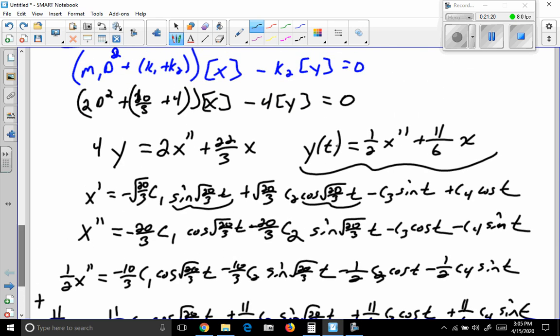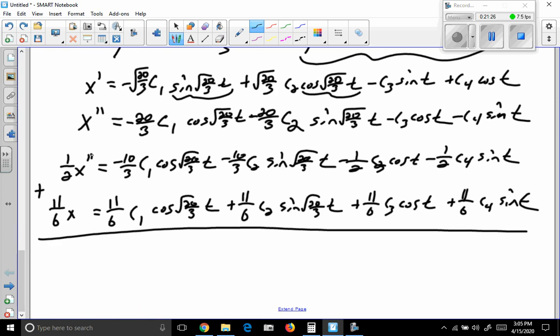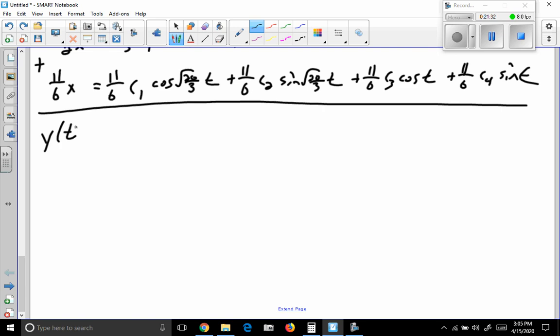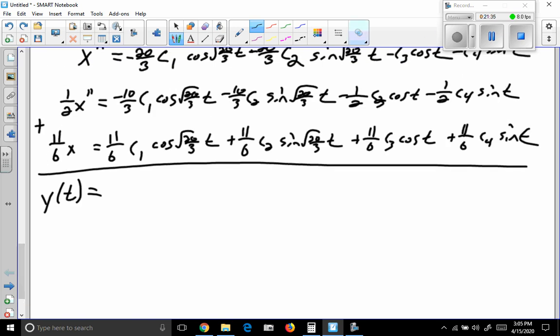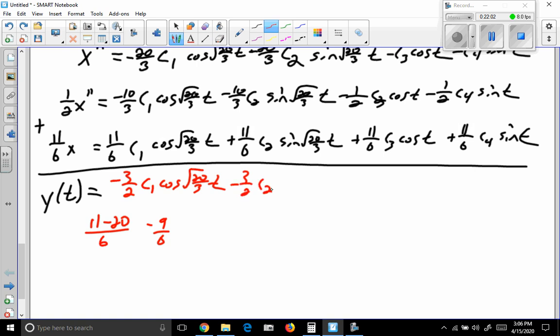Remember, y is 1/2 x double prime plus 11/6 x. So y of t, if we combine these, this is 26, this is 11/6. So 11 minus 20, that's minus 9/6, which is negative 3/2. Same thing here. When we combine those, we get minus 3/2 C2 sine.